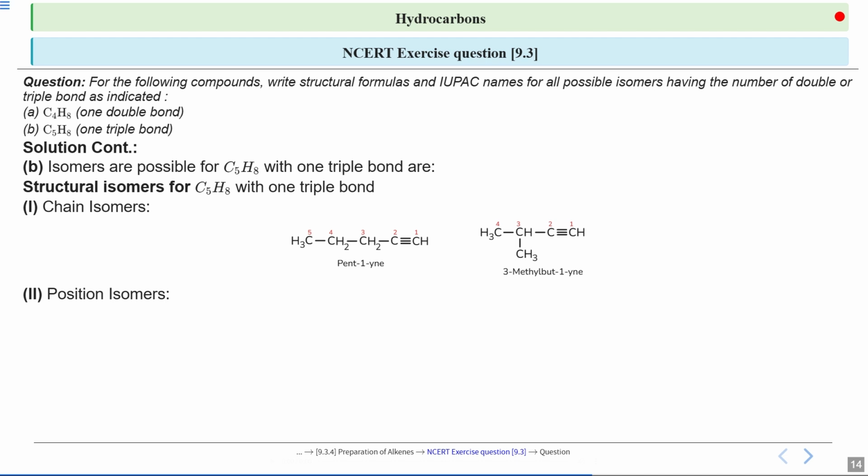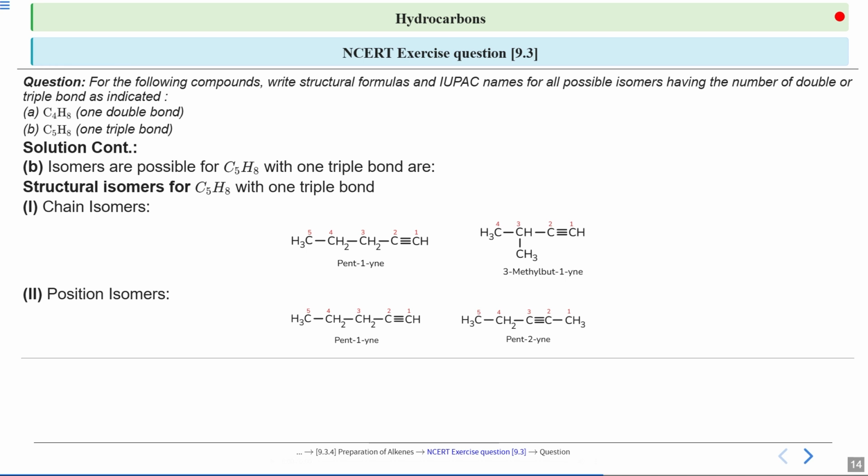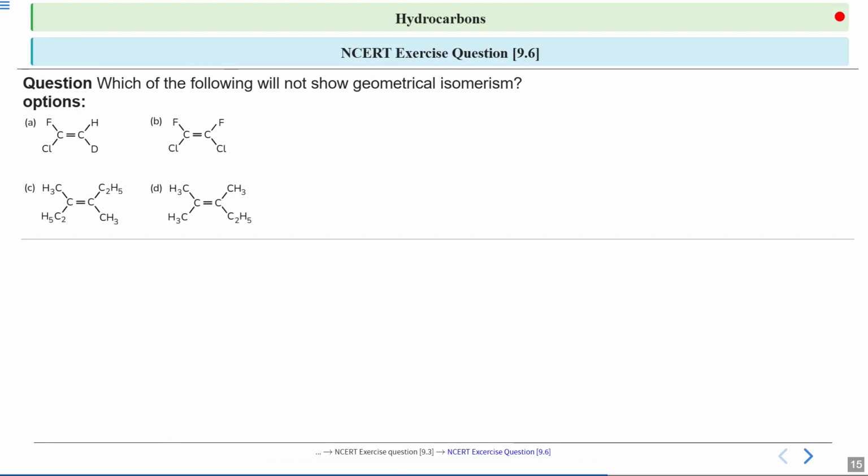Then after, here also position isomerism is possible. Like for pent-1-yne, 2 positions are possible. The triple bond can be present on the first position, or the triple bond can be present on the second position. Is it clear to all of you?